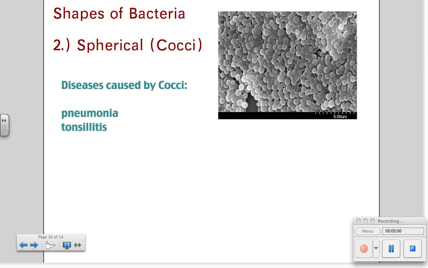The second shape is spherical, kind of like grapes or cherries, and they're known as cocci. Again, they're classified by their little round shape. You can see this is clustered here. Some of the diseases caused by cocci bacteria are pneumonia and tonsillitis.